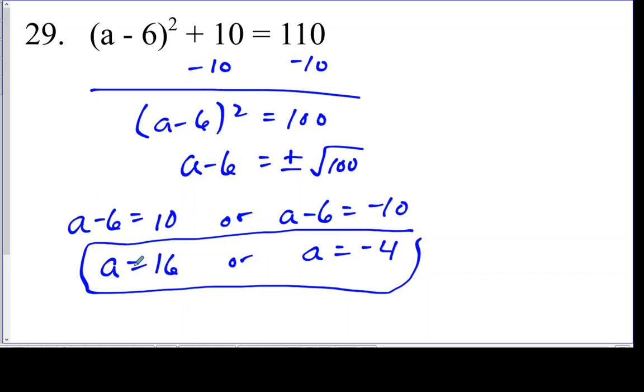And again, to quickly check it, if a is 16, replace a with 16. 16 minus 6 is 10. 10 squared is 100. 100 plus 10 equals 110. So that works. What about for negative 4? Negative 4 minus 6, that's negative 10. So that would become negative 10 squared plus 10. Well, negative 10 times negative 10 is 100. 100 plus 10 gives you 110.